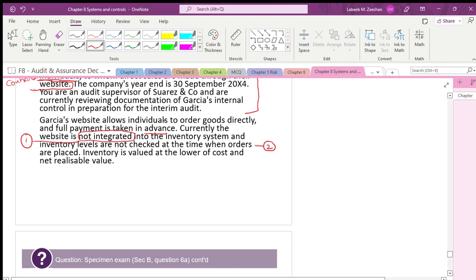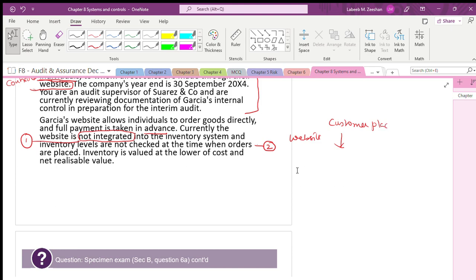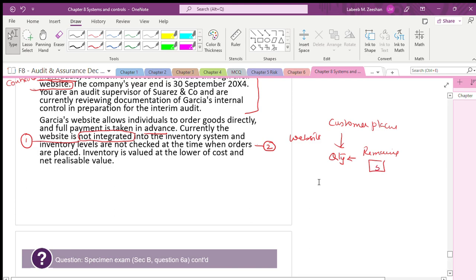This is another one. The moment a customer is placing an order, you are talking about the website. You visualize this: a customer is placing the order. Immediately it has to reflect the remaining quantity. It has to be there automatically, that the remaining quantity is 5, so that the customer knows that five quantities are available.